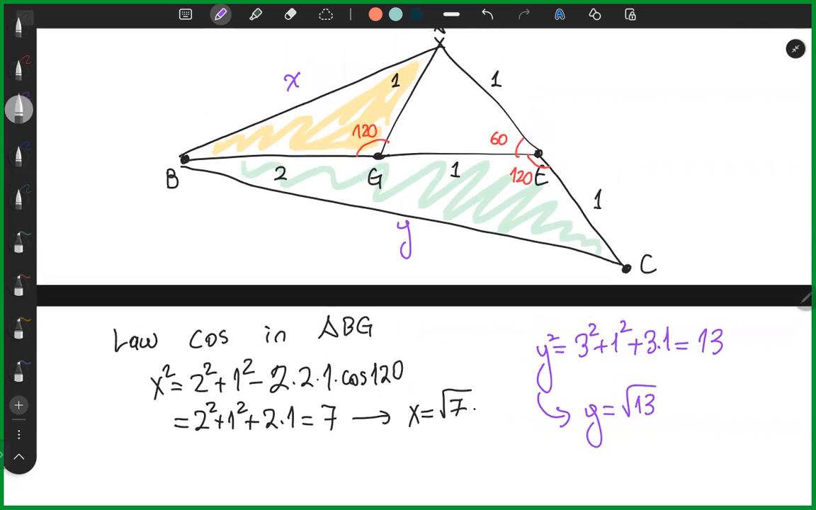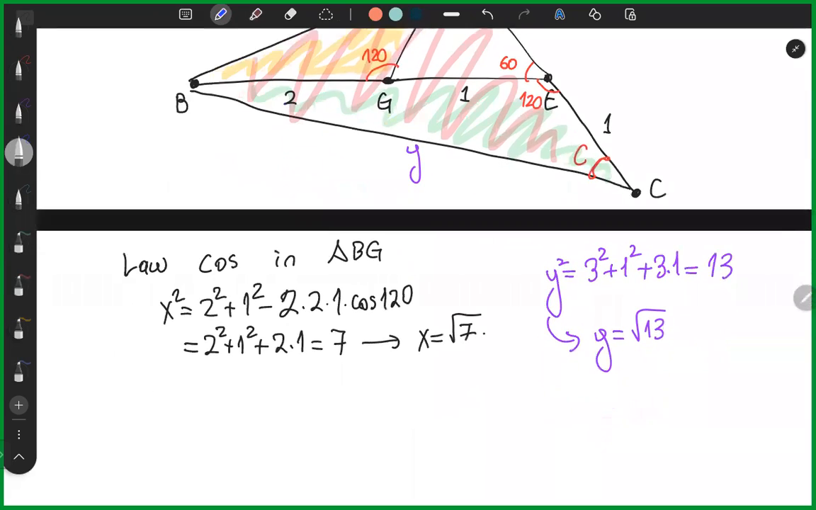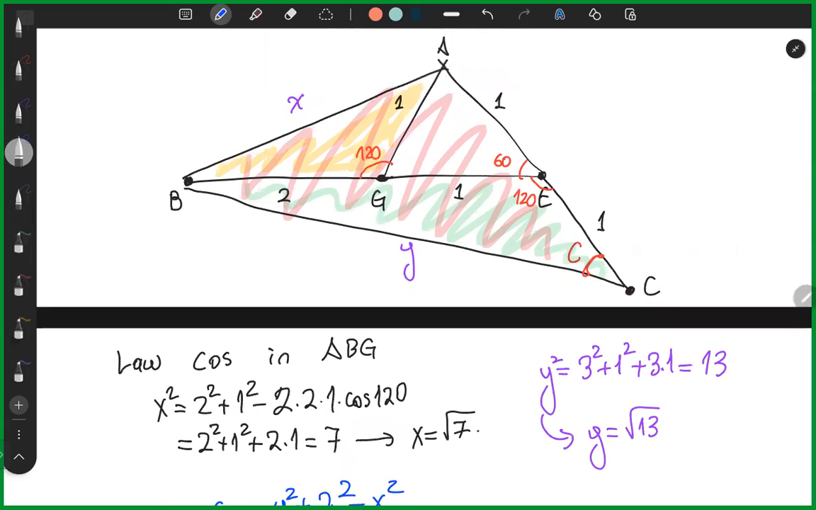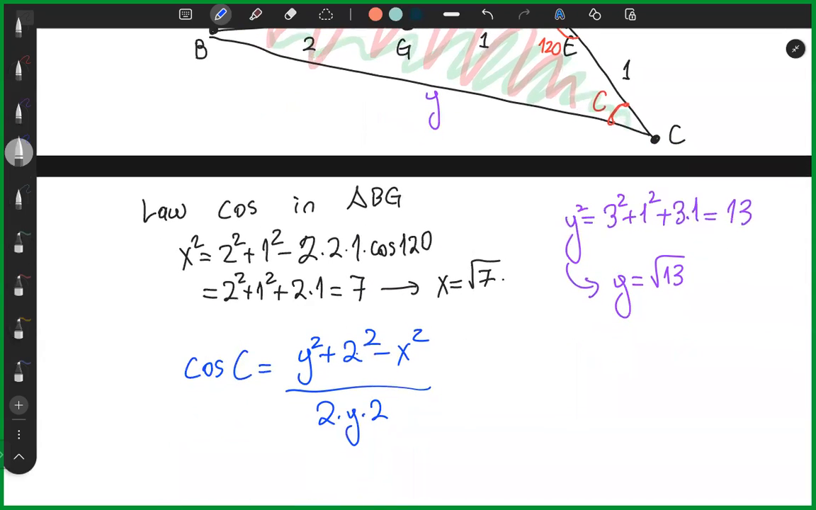And finally, let's use the law of cosines in the largest triangle and obtain cosine C. So we are going to invert the process. So this angle is C. Then it's very easy to see that cosine C is indeed y squared plus 2 squared minus the opposite one, x squared, all over 2 times y times 2. So when we use the law of cosines and solve for cosine C, this is what we're going to get.